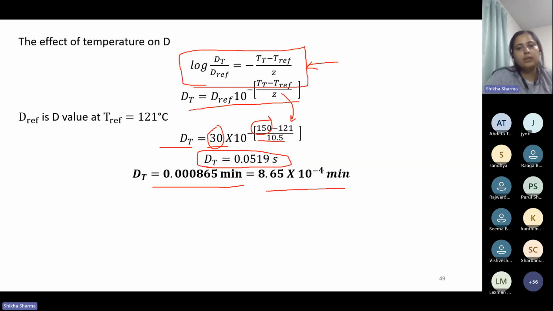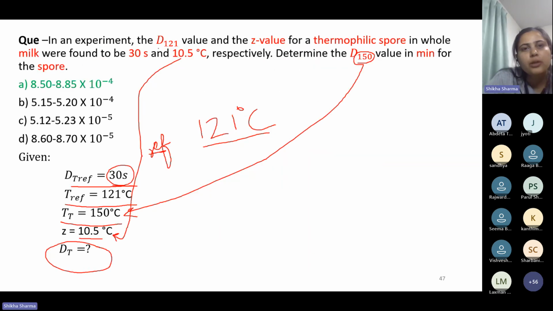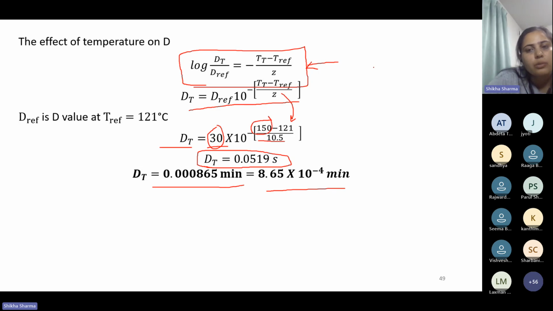So this D value means that when we are heating at 150 degrees Celsius, it takes around this much time to decrease the population. Before, at 121 degrees Celsius, we were taking 30 seconds, but when we treat the thermophilic spores at 150 degrees Celsius, it takes around 8.65 into 10 to the power minus 4 minutes. Is this question clear?